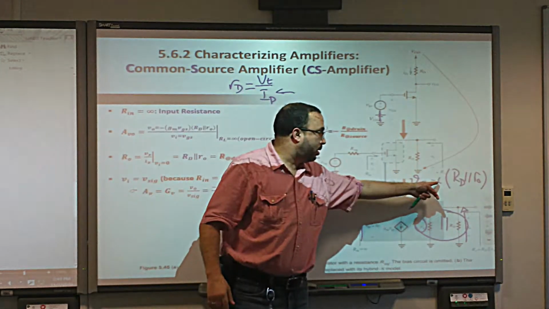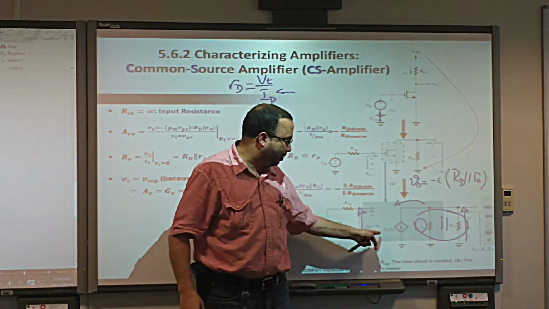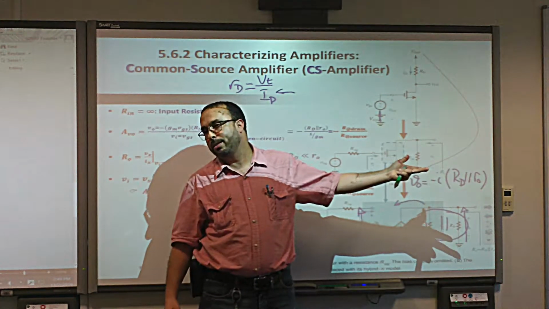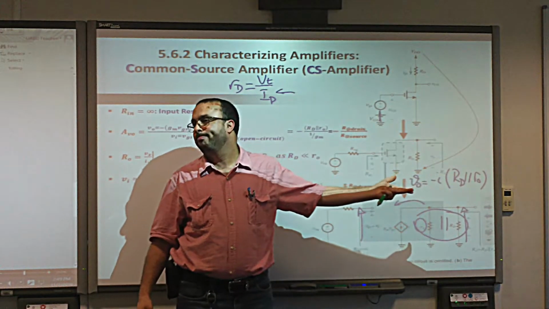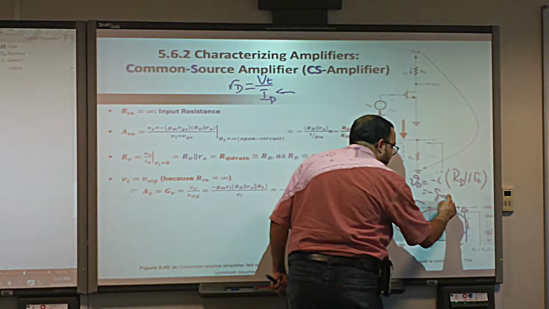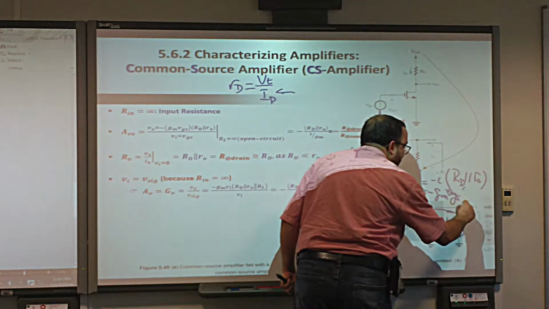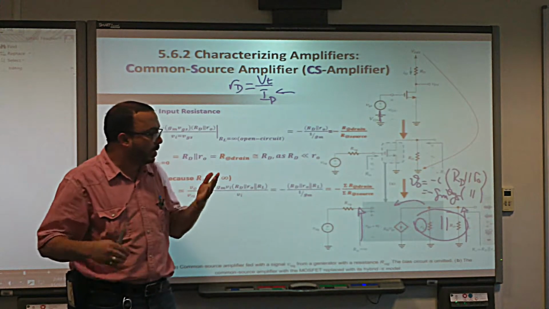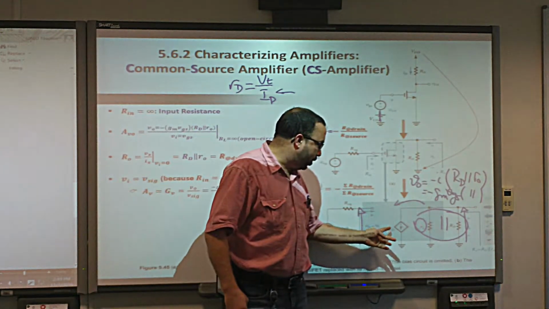Because this current also, I know how much that current is equal to: gm VGS. Yes or no? So I can replace that. Clear? Very good. So write that minus gm VGS times this parallel. I know that. Excellent. So the next step is to find the relation between VGS and V in.